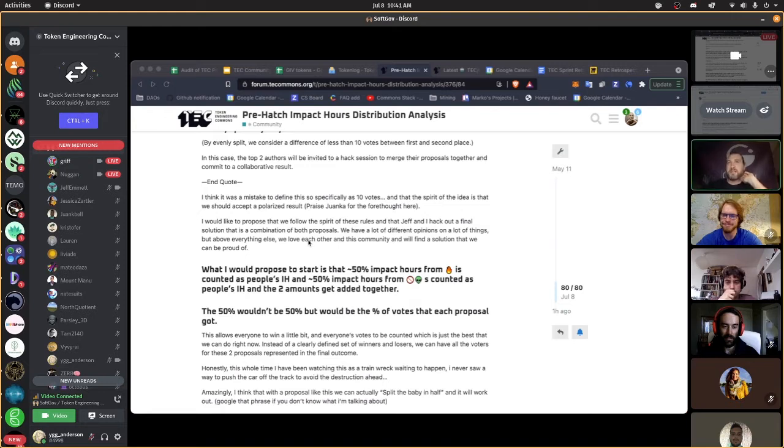What I would propose to start is, and it's a starting conversation, just to show that there could be something where everybody wins here, that we recognize the votes are close, and we make sure the votes count.